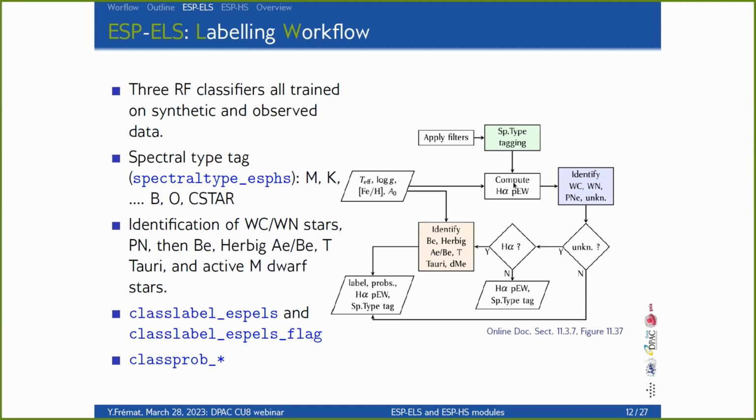It is used later in order to set the quality flag of the ELS labeling. But what we start to do, in the framework of this classification, is to compute the H-alpha pseudo-equivalent width, then we apply a first random forest classifier that is trained specifically to detect the Wolf-Rayet stars and the planetary nebulae. So all other stars receive a label unknown.